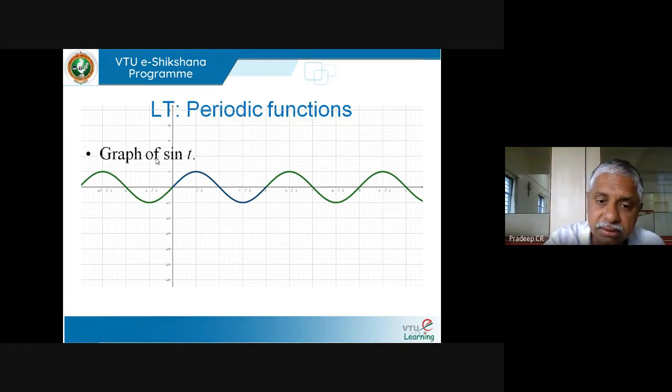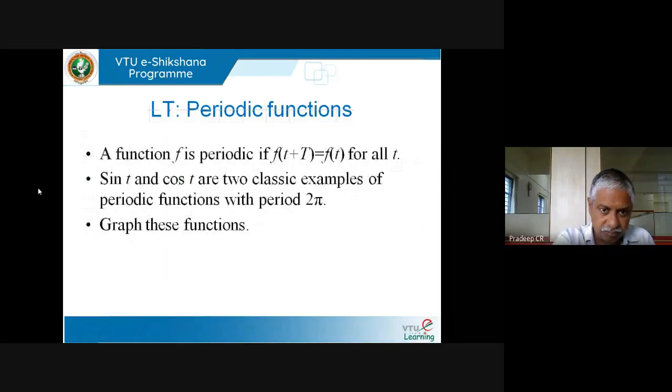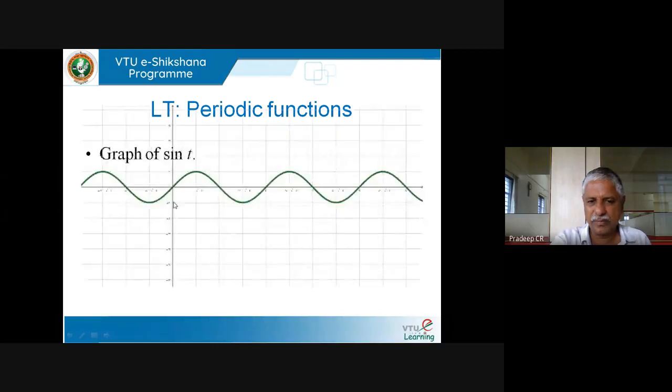So I'll just show you everything in one go. So let me recall. A function f is said to be periodic if f of t plus capital T is f of t. There is one small question here. You see f of t plus 4 pi is also the same as f of t. So what is the period? Is it 2 pi or 4 pi? You take the smallest of such periods.